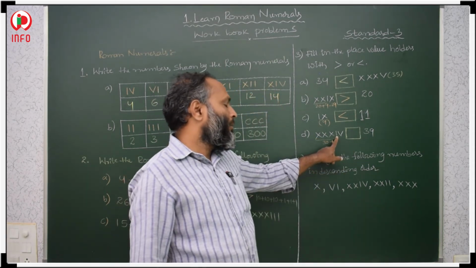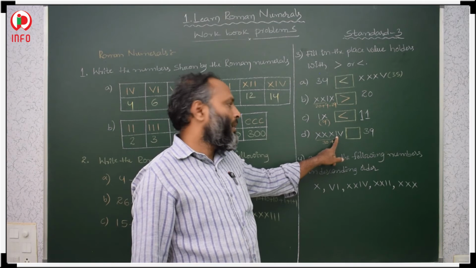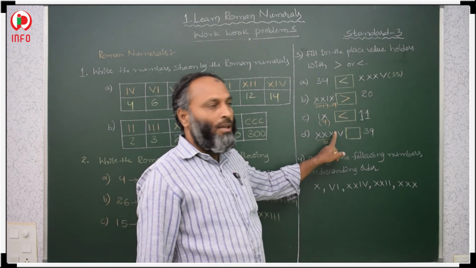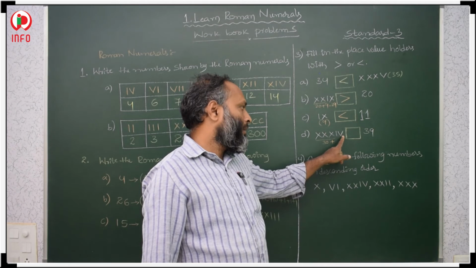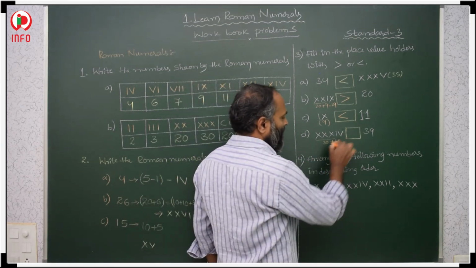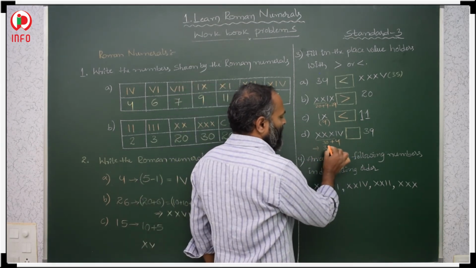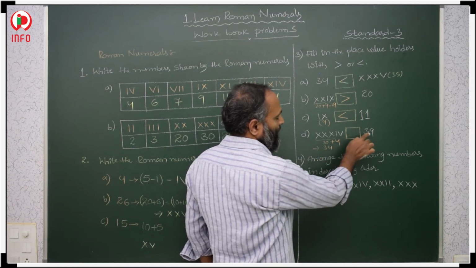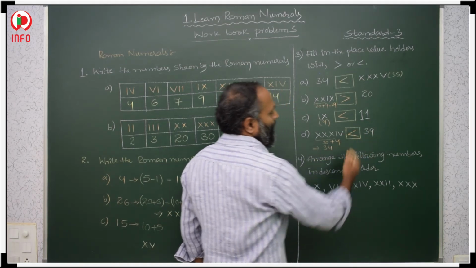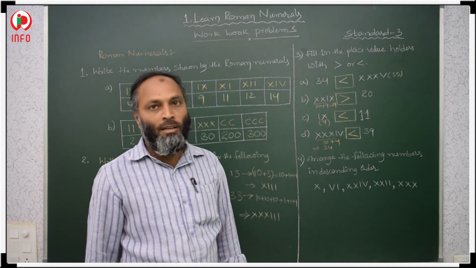This is a smaller Roman numeral, and this smaller Roman numeral comes on the left side of a bigger Roman numeral. If it is on the left side, it means minus. 5 minus 1, 4. 30 plus 4, 34. This is 34, this is 39. Then 34 is less than 39.